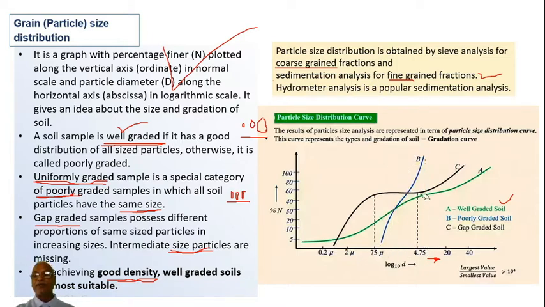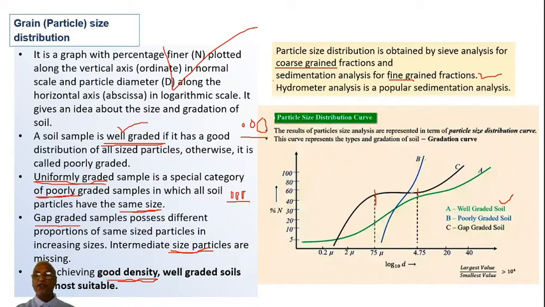Let me take off this. Okay, now let me tell about the third one, that is gap graded soil. Now you got a curve C. Now you can just see here there are two dotted lines already marked.